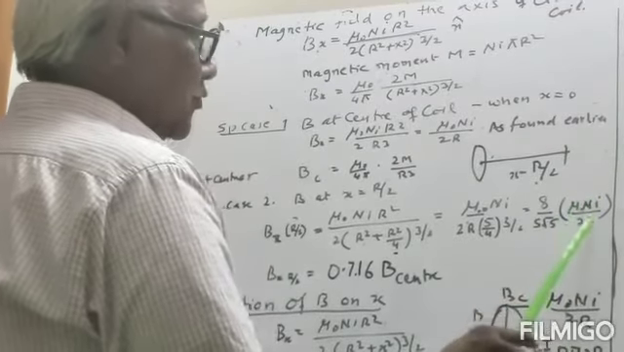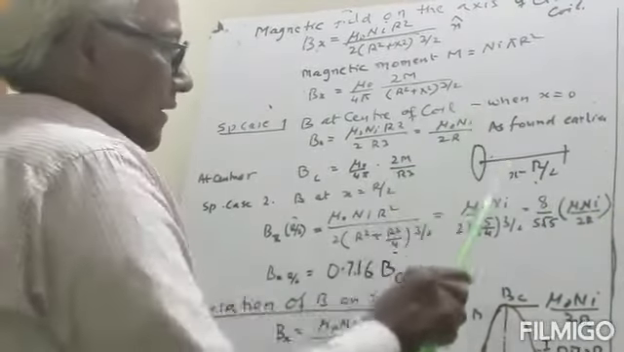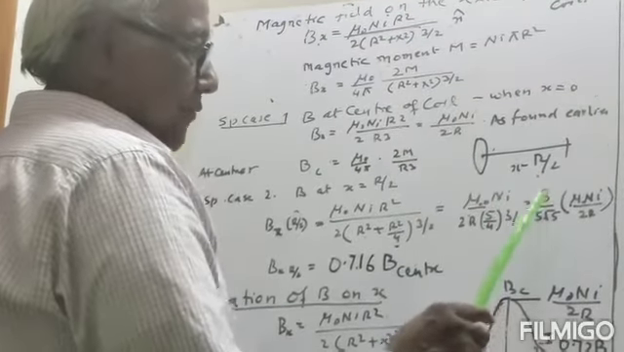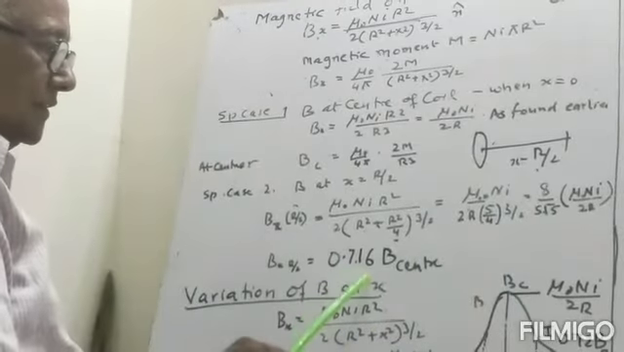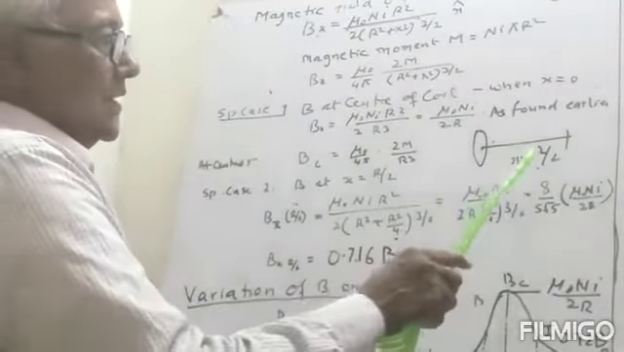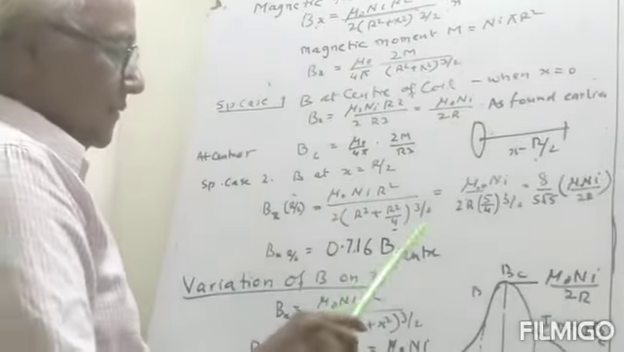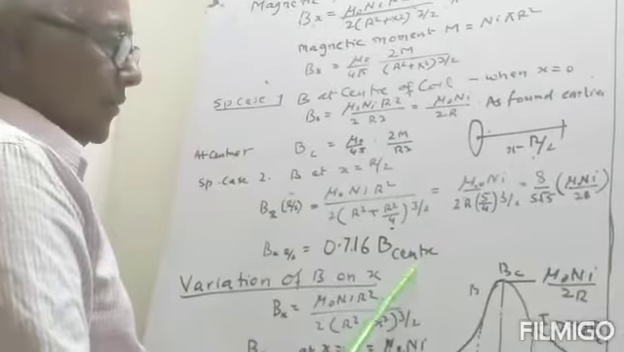μ0 n I / 2r is the magnetic field at the center. So if we divide 8 by 5√5, it will be equal to 0.716. So the magnetic field at a distance r/2 will be equal to 0.716 times the magnetic field at the center of the coil.